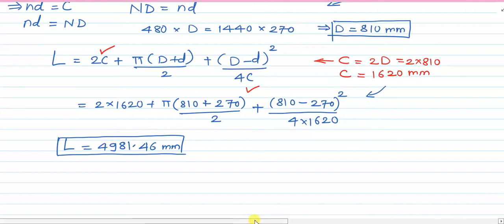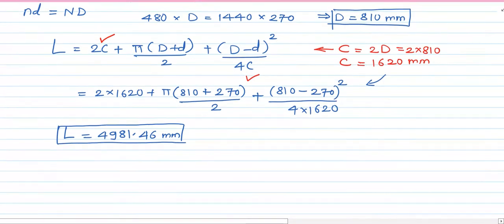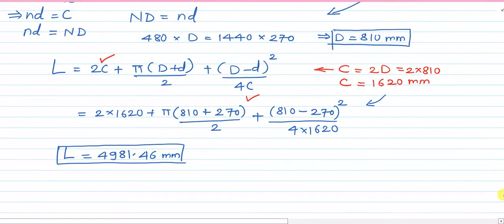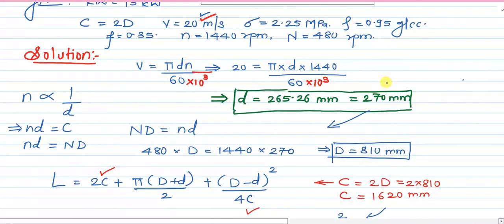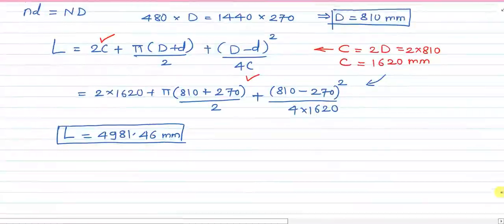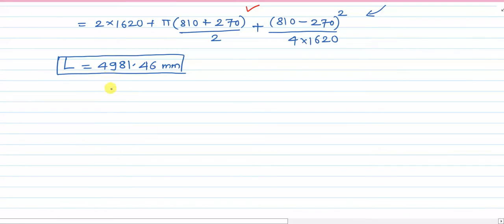After that, the problem statement itself tells that the velocity is approximately 20 meter per second, but at this stage we have adjusted or rounded off the diameter. Because of that we will have to calculate the corrected velocity and check whether it has changed significantly or not. So velocity v is again pi dn upon 60 into 10 raised to 3. Remember, you have to divide by 10 raised to 3 when you are using diameter in mm, so that your final velocity comes out in meter per second.